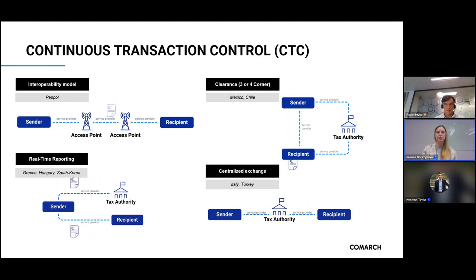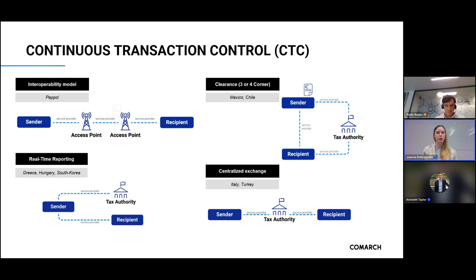And the last one, already mentioned, PEPL. This is an example of an interoperability model, and its aim is to standardize invoicing processes and allow for seamless communication between different systems and platforms. So basically, it can make it easier for businesses to work with partners in different countries.